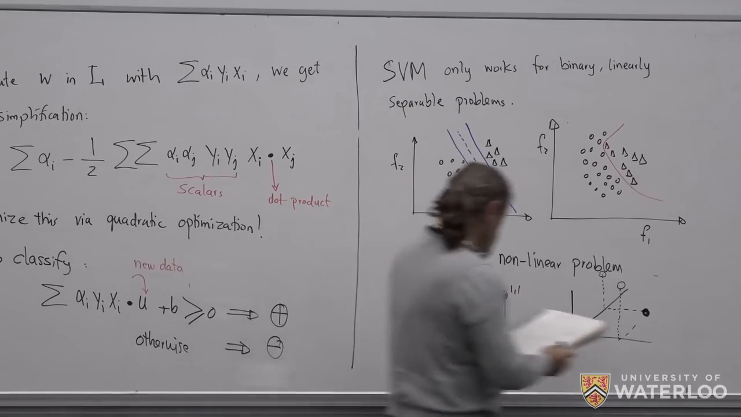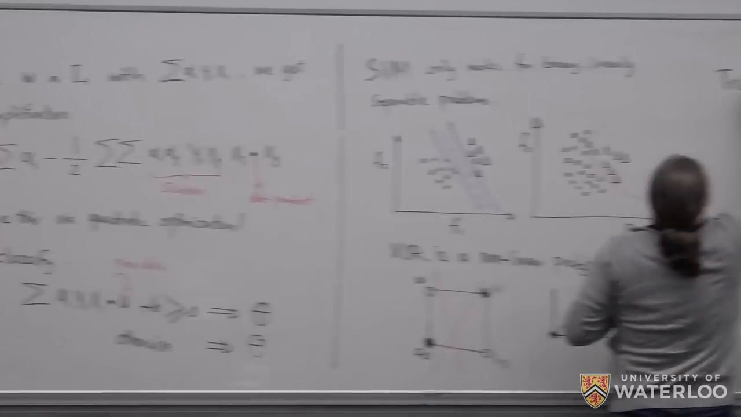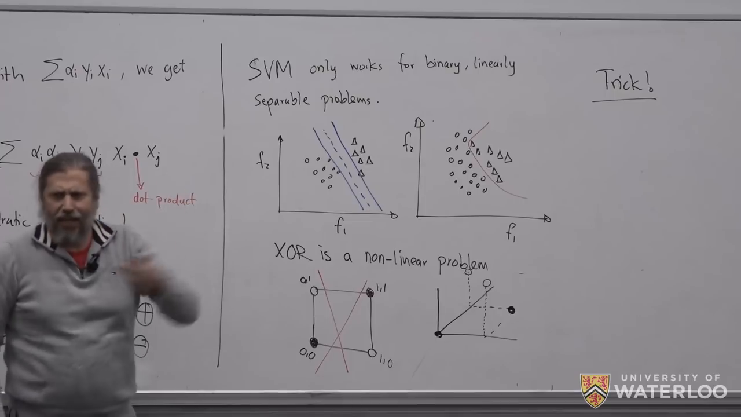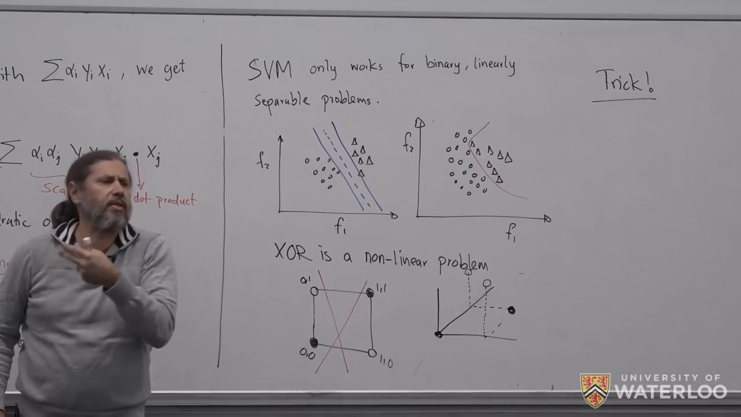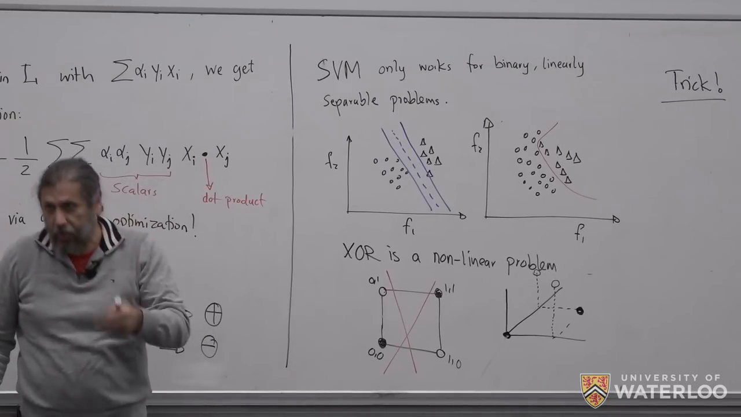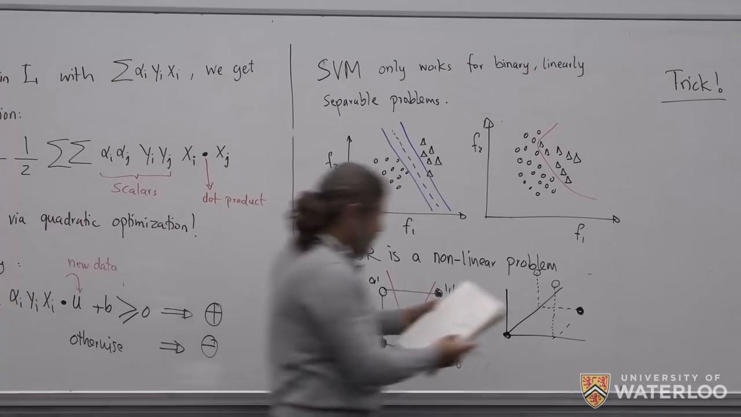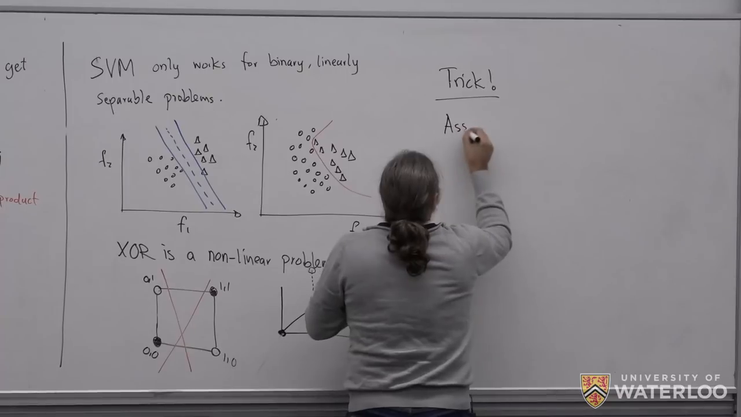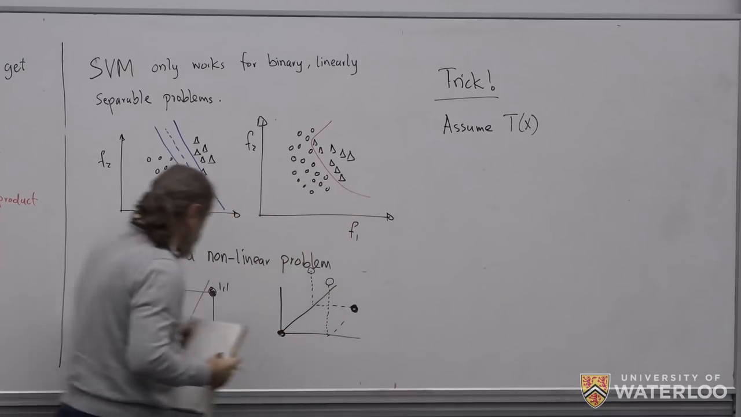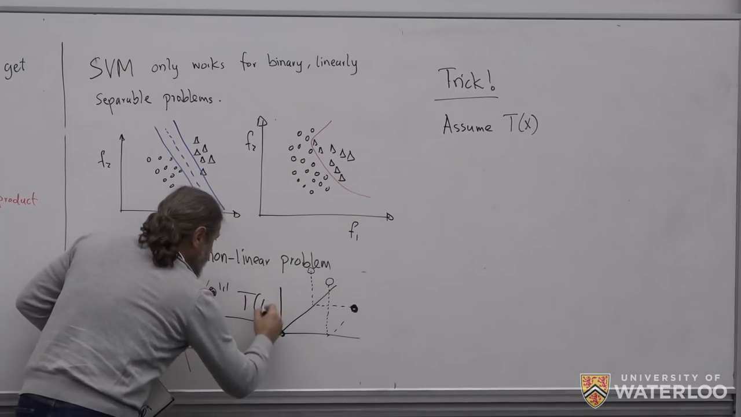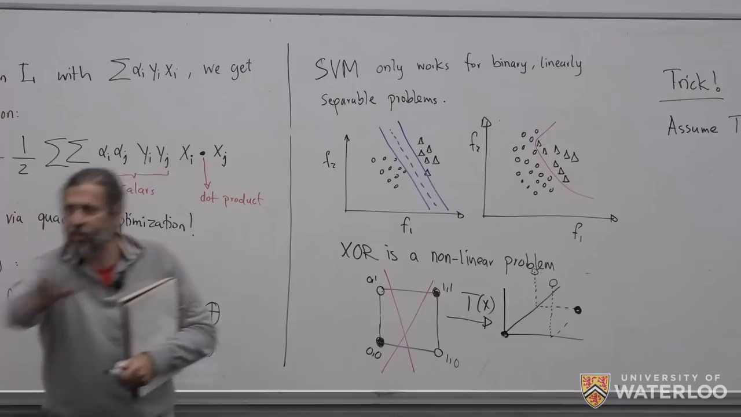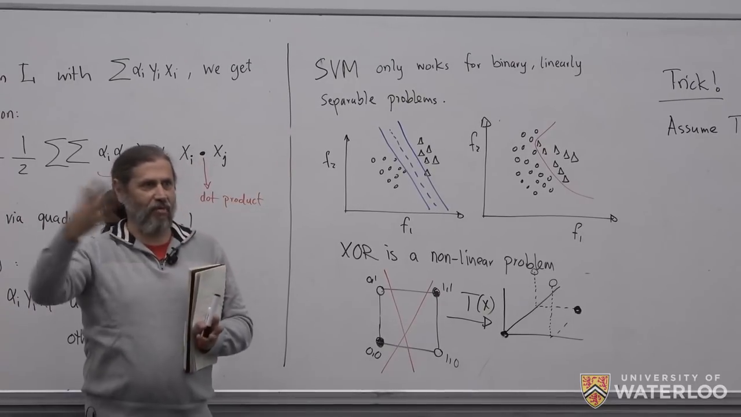So, what is the trick? Again, binary is fine. We want to see how we can find this beautifully designed classifier, and how we can apply it on real-world problems that are not linearly separable. They are difficult to separate. Assume that there is a transformation, T of x, that brings your data from low dimension to high dimension. And then suddenly things become visible.